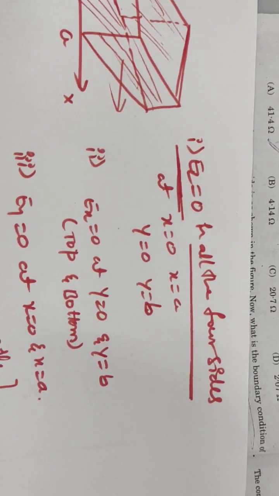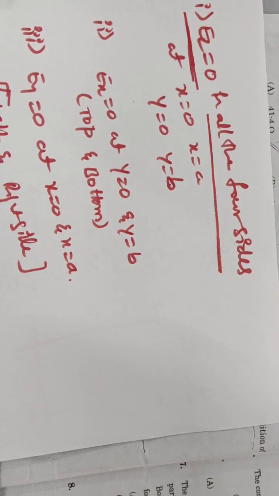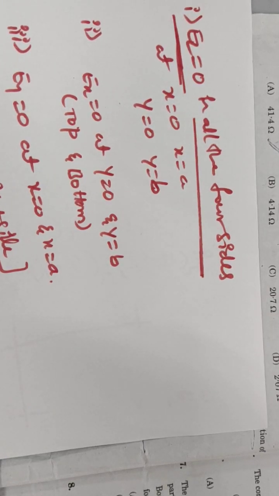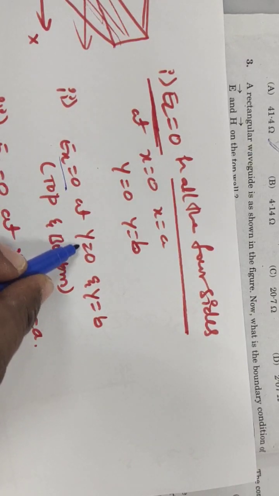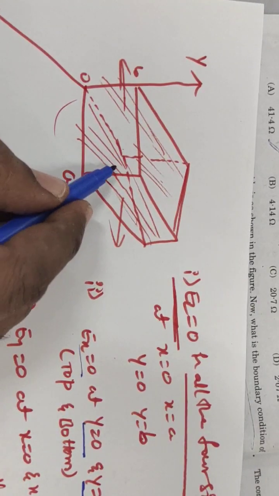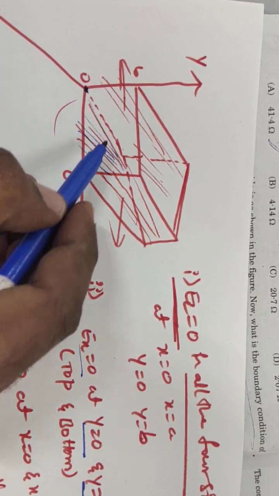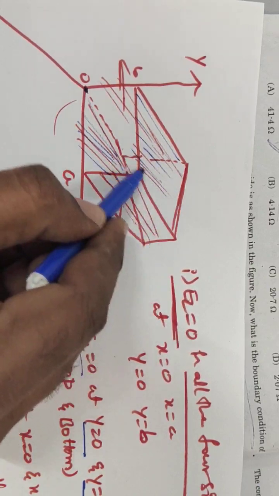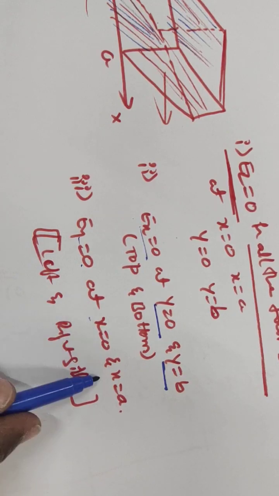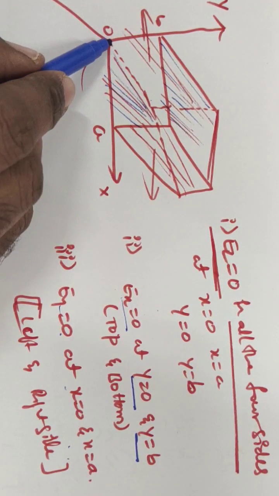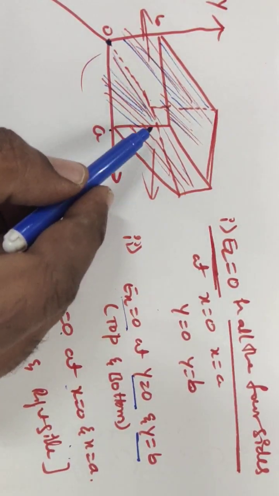And Ex is equal to 0 at y is equal to 0 and y is equal to b, that means the top and bottom sides. And Ey is equal to 0 at x is equal to 0 and x is equal to a, that means at the left and right sides.